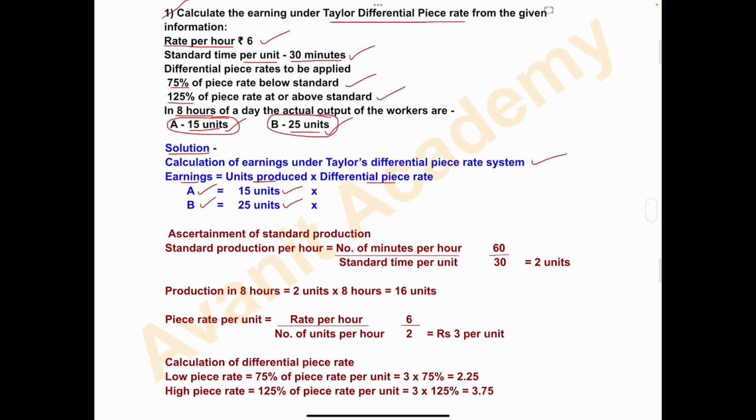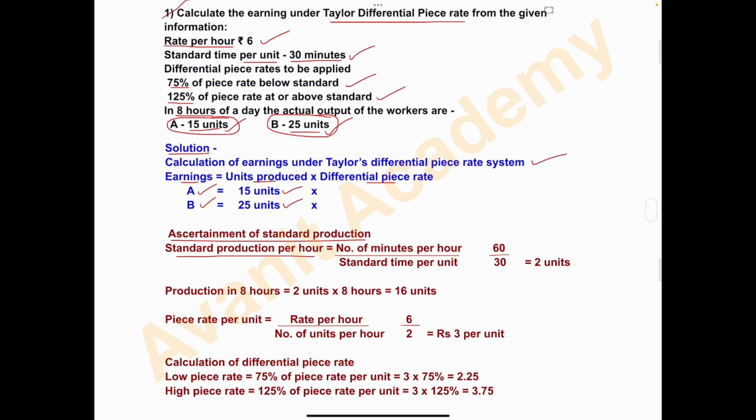So certain notes we have to prepare to get all these things. That is differential piece rate, standard output, production in 8 hours, etc. So first we'll calculate note number 1, ascertainment of standard production. Standard production we have to find out first. So the formula is standard production per hour is equal to number of minutes per hour divided by standard time per unit.